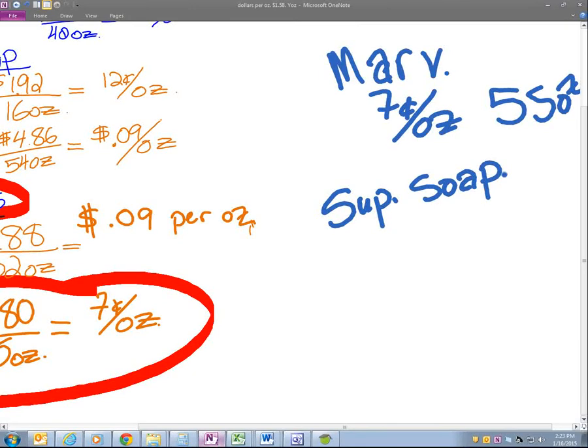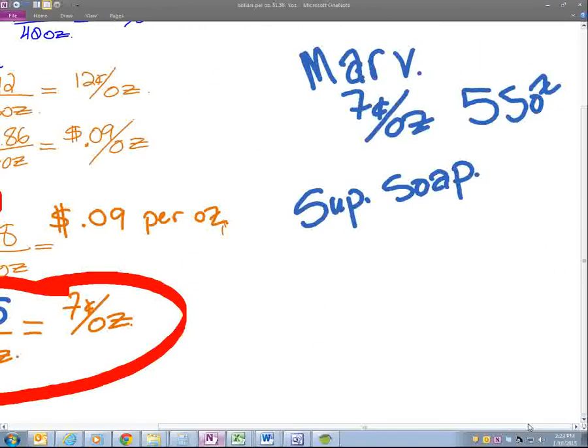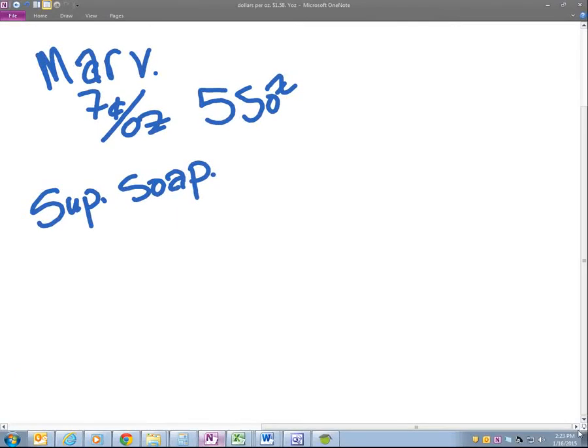Did I miss right? 380 is... It's $3.85. So that should be 5. Thanks. Okay. So the super soap is, what was it, 12 cents an ounce for a 16 ounce? Yeah.